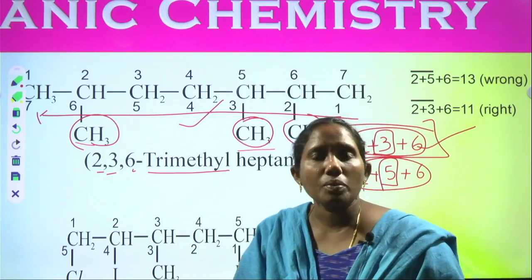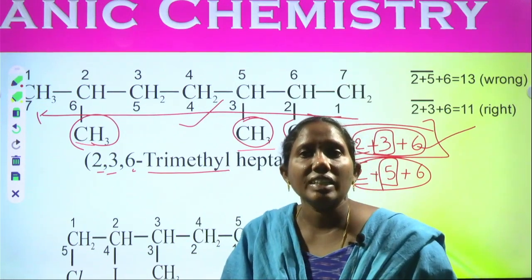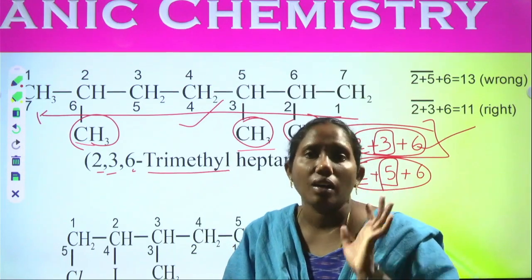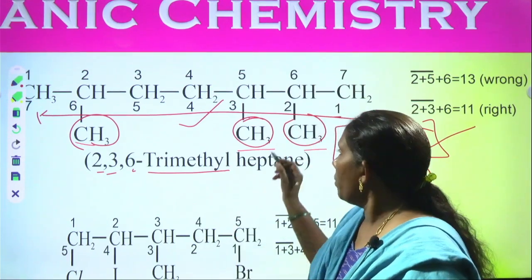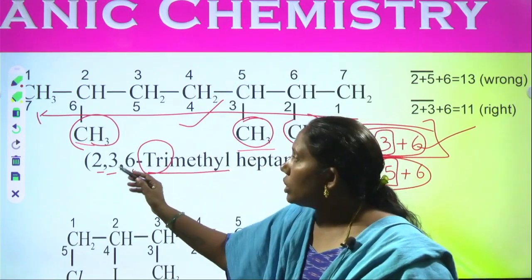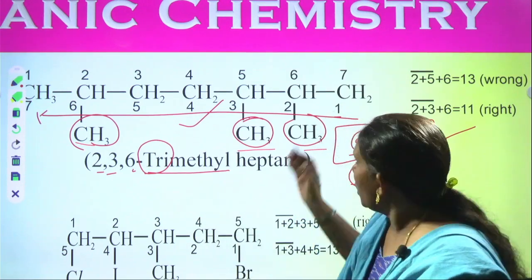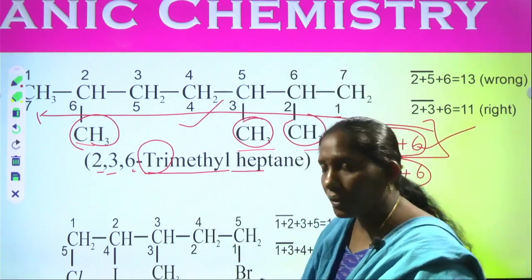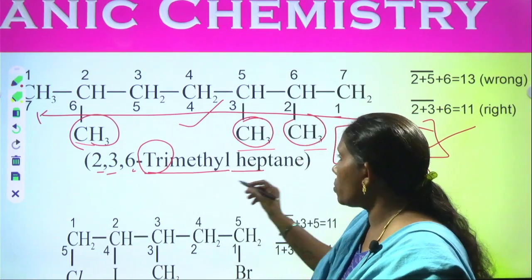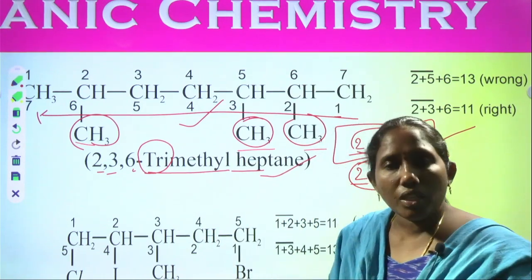If 2 methyl groups are present, di. If 4 methyl groups are present, tetra. If 5 methyl groups are present, penta. So here we have 3 methyl groups, so we will write tri. 2, 3, 6, trimethyl. Number of carbons are 7, hept. All are single bonds between the carbons, so ane. So 2, 3, 6, trimethyl heptane is the correct naming.